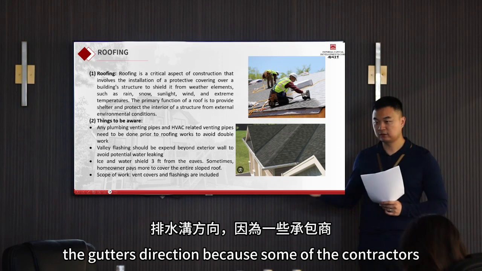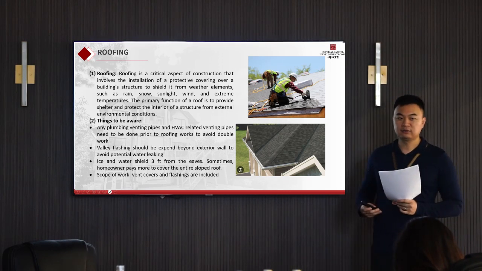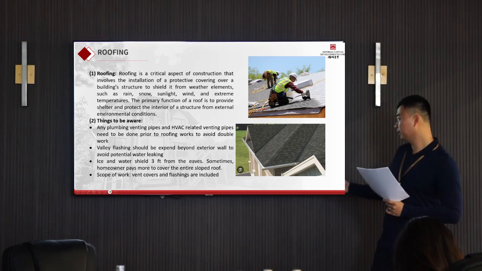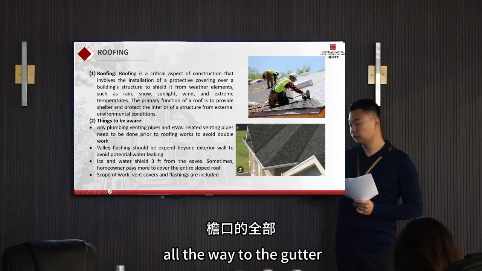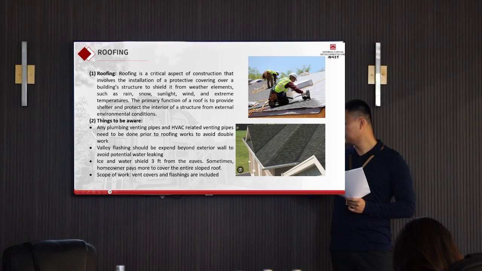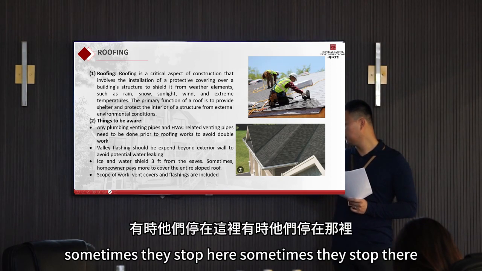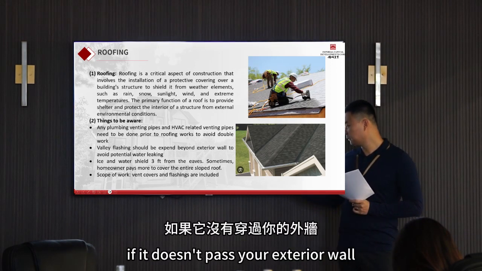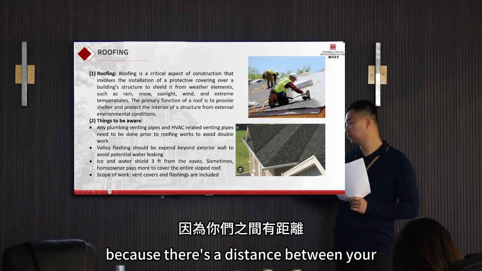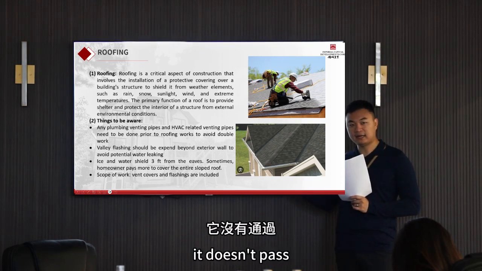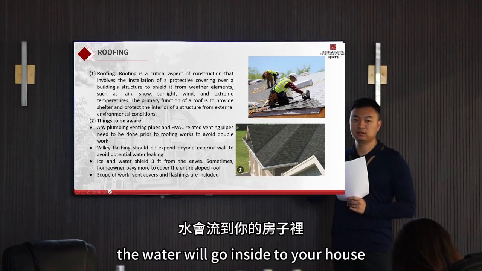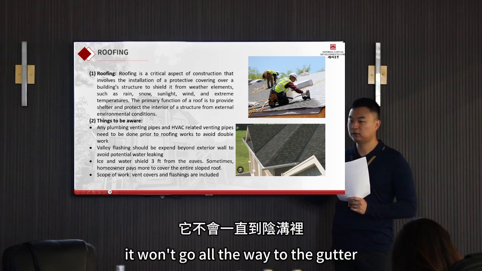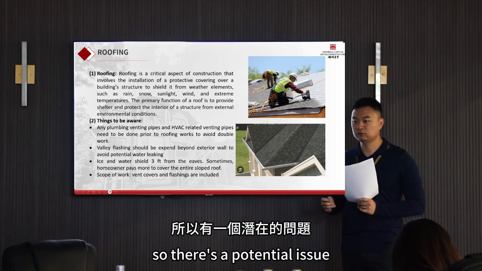Because some of the contractors tend to save money, they don't extend their valley flashing all the way to the gutter. Sometimes they stop here, sometimes they stop there. If it doesn't pass your exterior wall, because there's a distance between your eaves and the exterior wall, and there's a leak, the water will go inside your house. It won't go all the way to the gutter. So there's a potential issue.